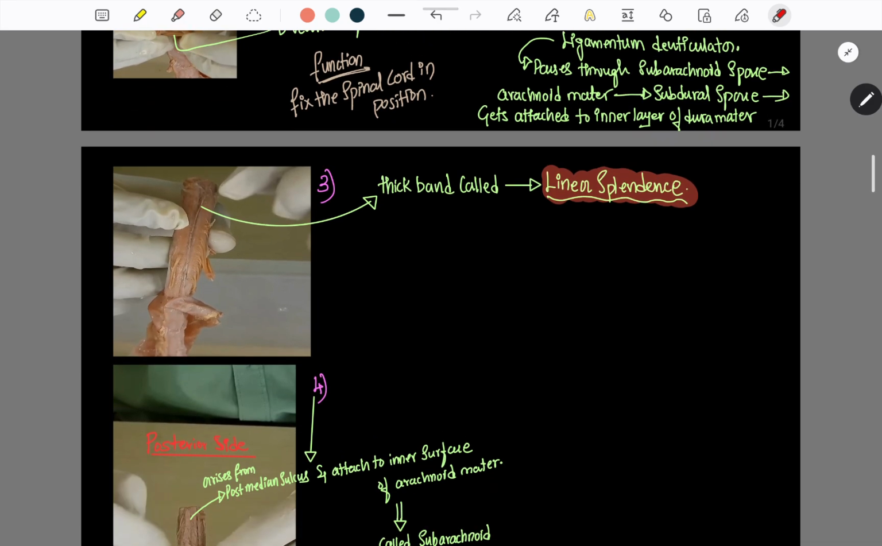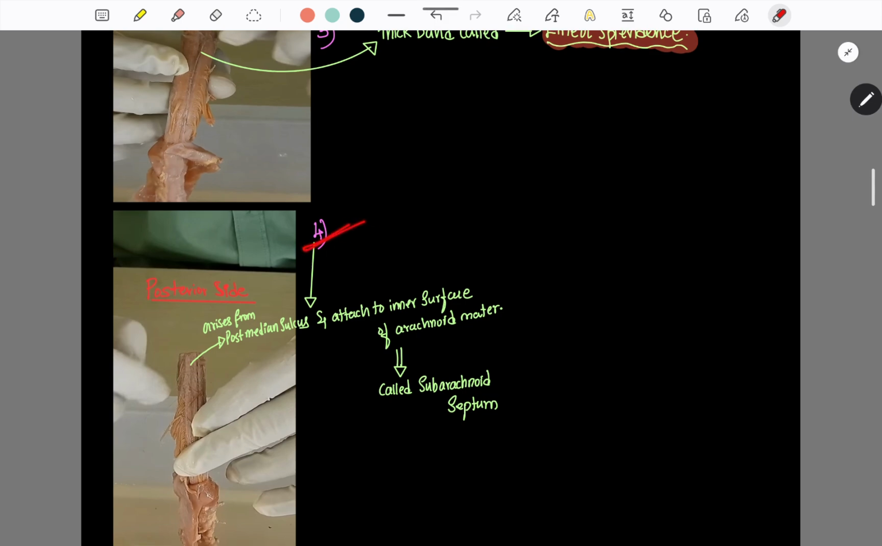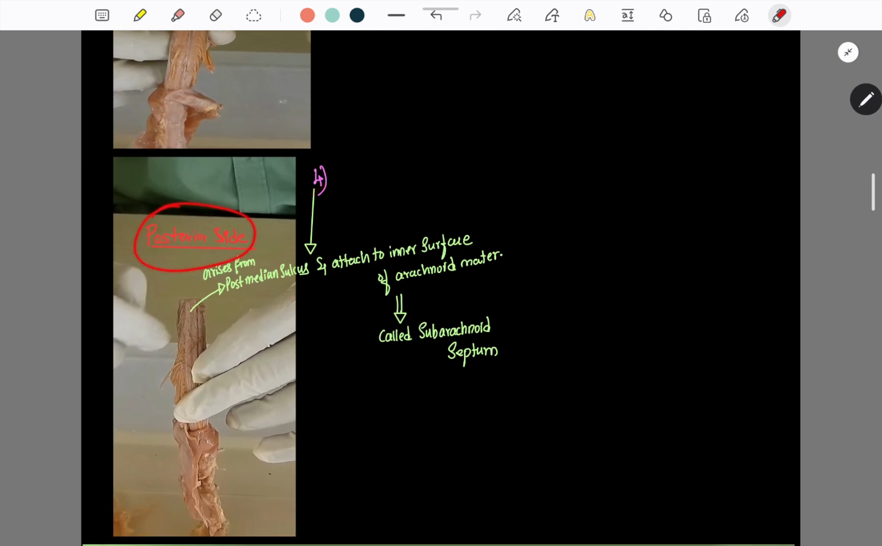Next modification: in the anterior aspect you can see a thick band called the linea splendens. This part, linea splendens. Fourth modification, posterior side. This was anterior, this is the posterior side. You can see here a posterior median sulcus. This modification is called the subarachnoid septum. It arises from the posterior median sulcus and gets attached to the inner surface of the arachnoid mater.